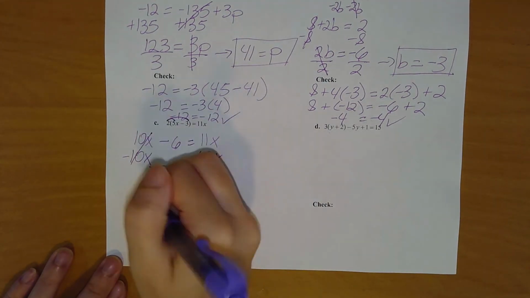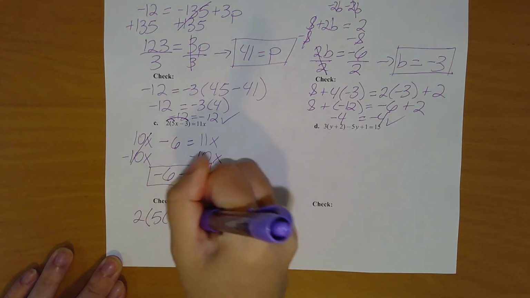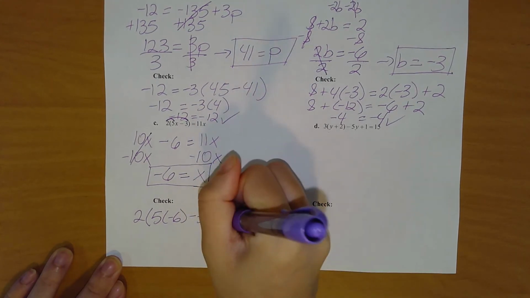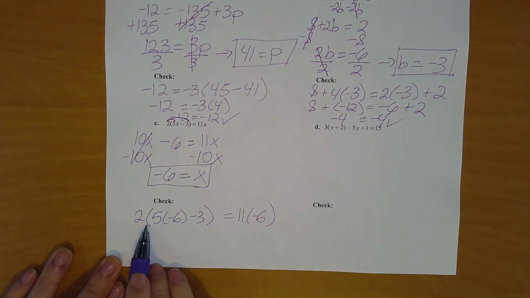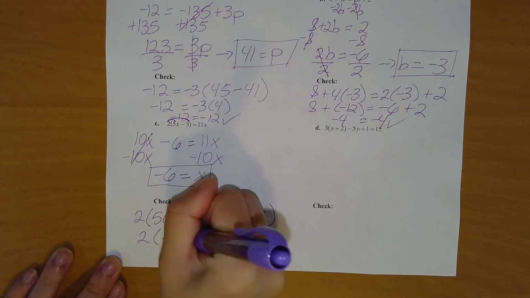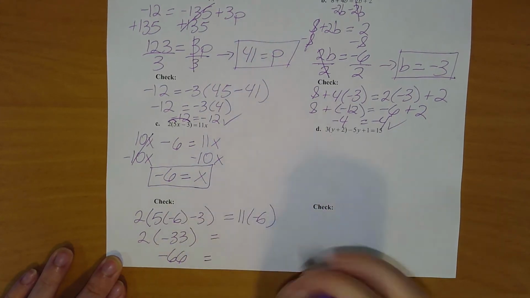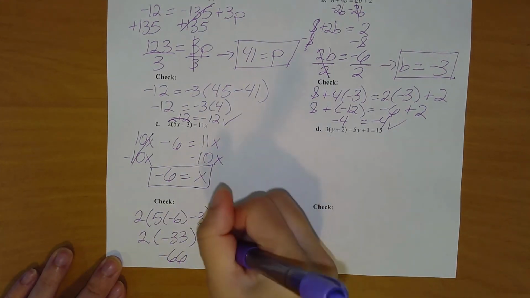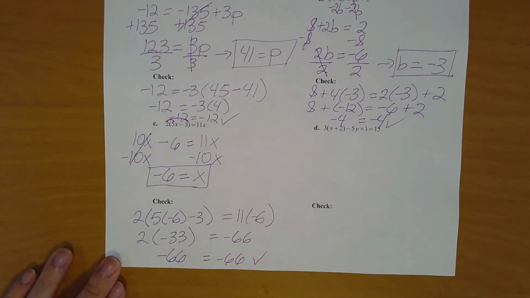And if you want to check it, we'd have 2 times 5 times negative 6, minus 3 in our parentheses. And we're going to see if it equals 11 times negative 6 on the other side. So inside our parentheses, I have 5 times negative 6, which would be negative 30. And negative 30 minus 3 would be negative 33. So I have 2 times negative 33, which would be negative 66 on the left side. On the right side, I have 11 times negative 6, which is also negative 66. So that is true. We did great.